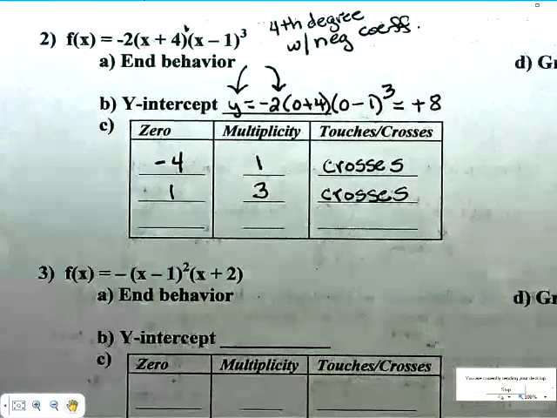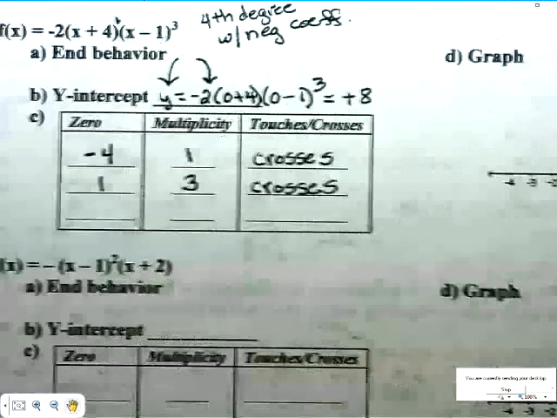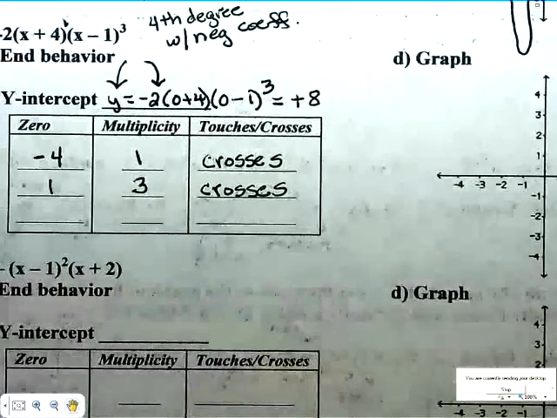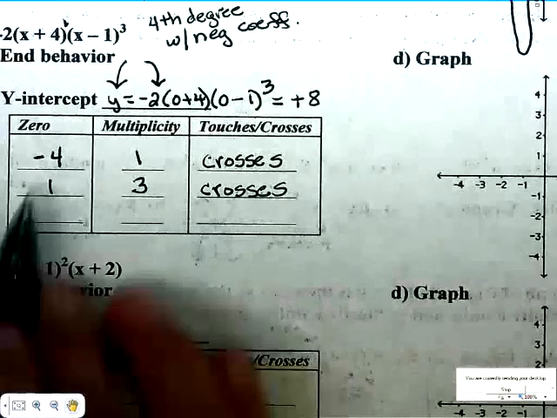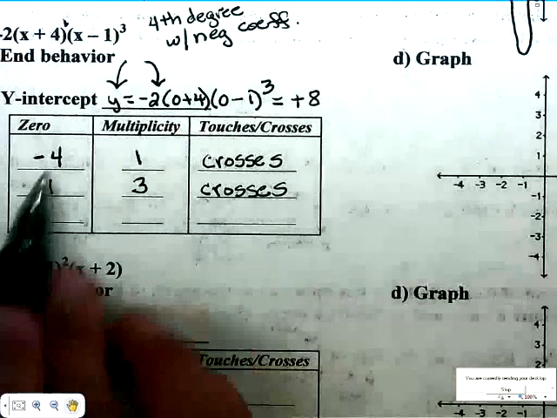All right, let's put it on the graph. I have 2 x-intercepts. What are the x-intercepts? Yeah, it's these zeros, negative 4 and positive 1.